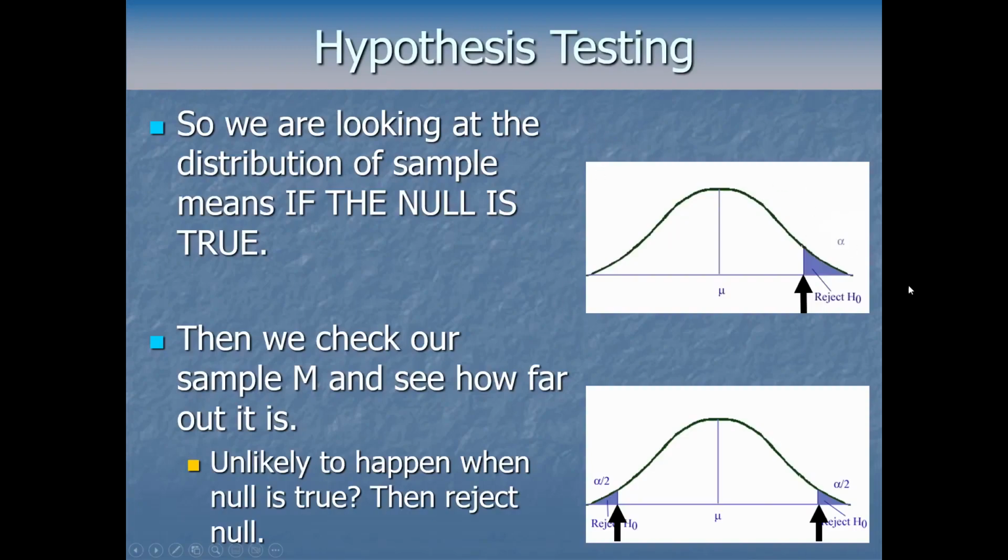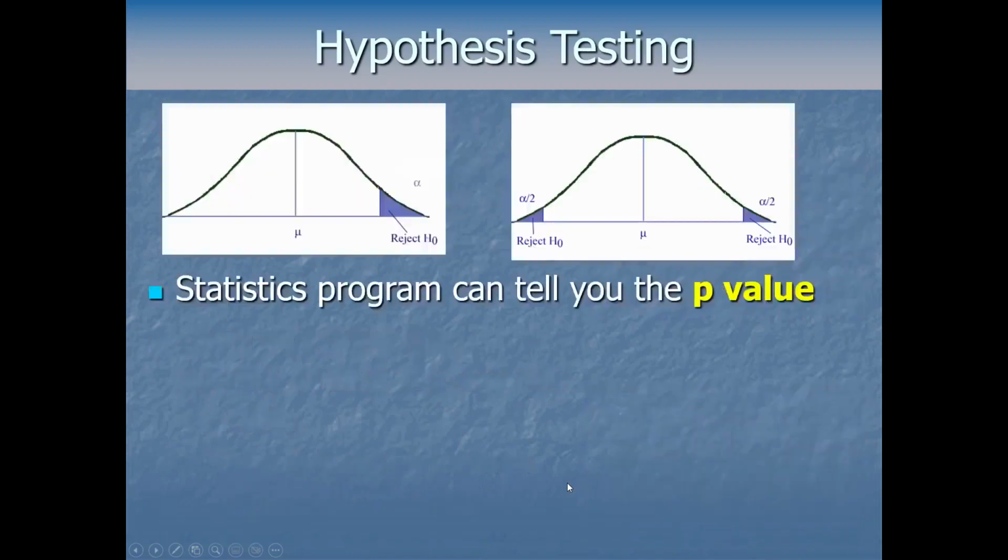But if this graph is showing us a bunch of samples that would commonly show things as extreme as our sample mean, then we don't reject the null hypothesis. It's only if we're getting samples that wouldn't really occur very often when the null is true, that are out in this unlikely region, that's when we reject the null.